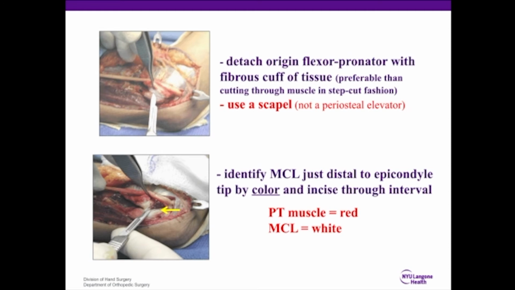When you detach the flexor pronator group, do it with a fibrous cuff of tissue. It's far preferable than cutting through the muscle in a step-cut fashion. And when doing this, you have to use a scalpel. You don't want to use a periosteal elevator to try to push it off the epicondyle. Identifying the medial collateral ligament, which is just distal to the epicondyle, is not difficult. And I always tell the fellows that in your dissection here, you don't even really have to know the names of the structures, just operate by color. The muscle is obviously red, the ligament is white, and if you use a scalpel, you can peel the muscle off the ligament in a very easy fashion.